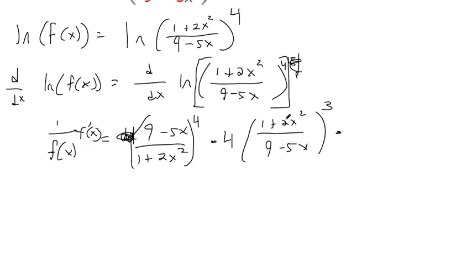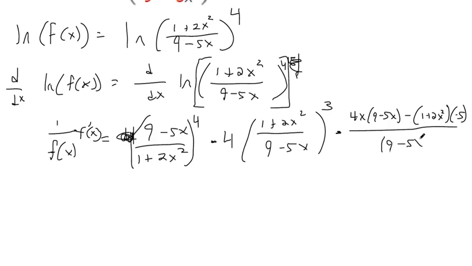So the quotient rule says the derivative of the top function, so that's 4x, times the bottom function kept the same, minus the top function kept the same, times the derivative of the bottom function. That's all over the bottom function squared. Okay, so that's the derivative of the right side. What a crazy question.